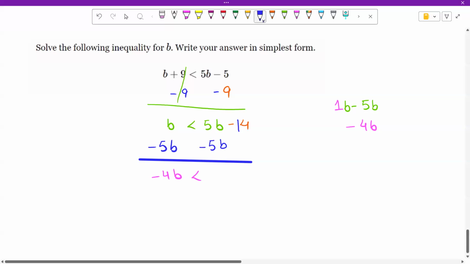Then we are writing 5b minus 5b. How much will that be? 5b minus 5b? Negative b, or just b? Okay. So what was plus 9 minus 9?